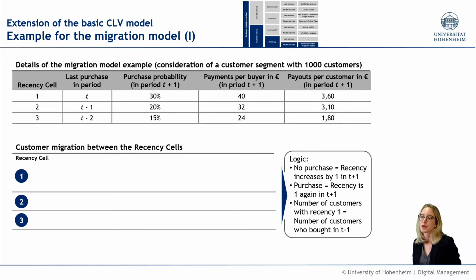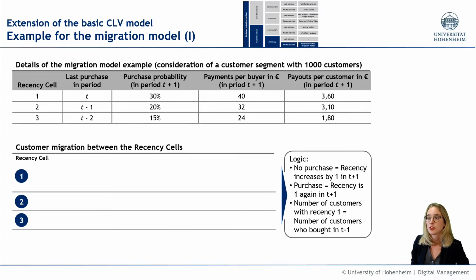So here's an example for the migration model. First of all, I want to talk about the table at the top of the slide. We have a customer base consisting of 1,000 customers. We have 3 recency cells, and we watch 3 periods, so period T, period T1 and period T2. And for each period we have a purchase probability of 30%, 20% and 15%.